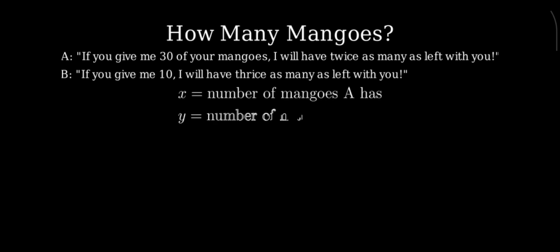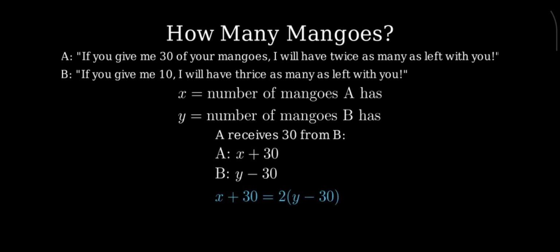Let's define our variables. Let X be the number of mangoes A has, and Y be the number of mangoes B has. Let's translate the first statement from A. If B gives 30 mangoes to A, A will have X plus 30, and B will have Y minus 30. A says, I will have twice as many mangoes as you have left. So X plus 30 equals 2 times (Y minus 30).